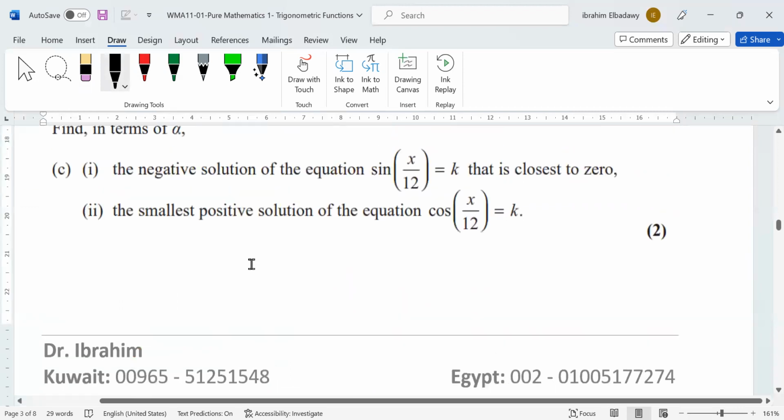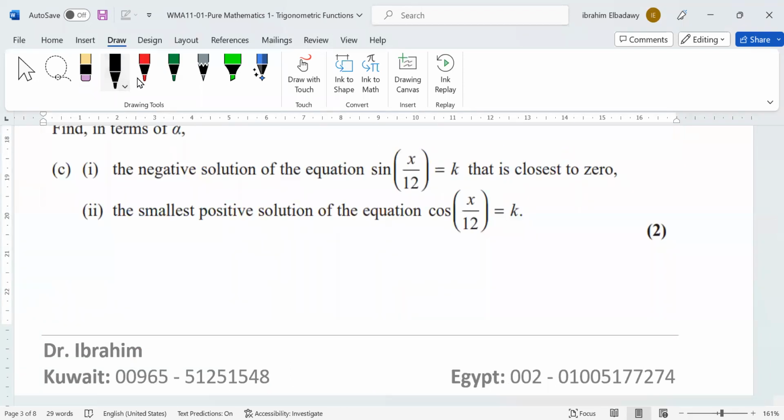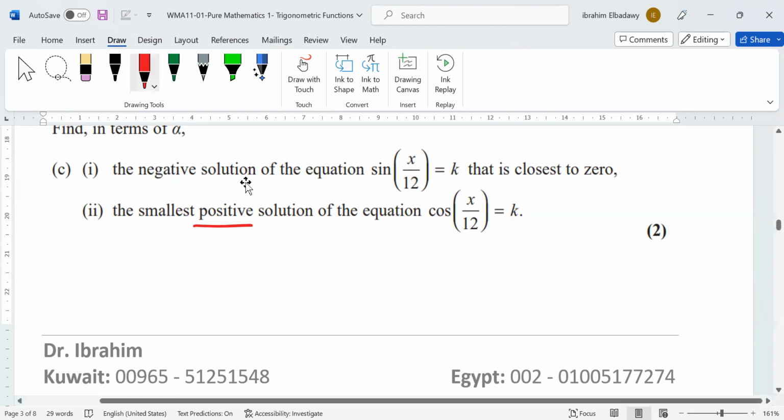The next question, he says the smallest positive, he needs positive, in the right side. Positive solution of the equation cosine x over 12 equal k. Okay, this is another point. Actually, he talks about cosine, not sine. I need cosine to give the same answer of k. So when sine equals cosine, because sine x over 12 equals k, and cosine x over 12, whatever angle, equals k.